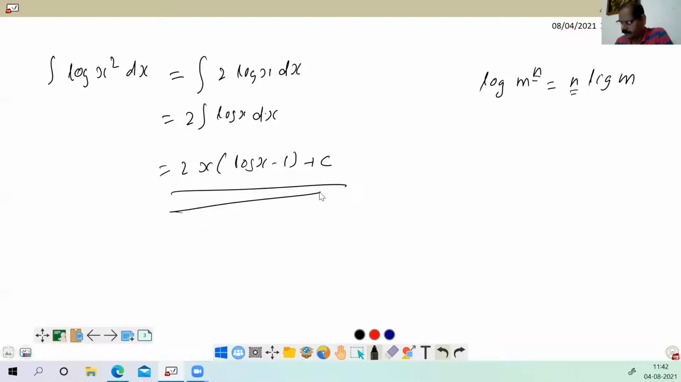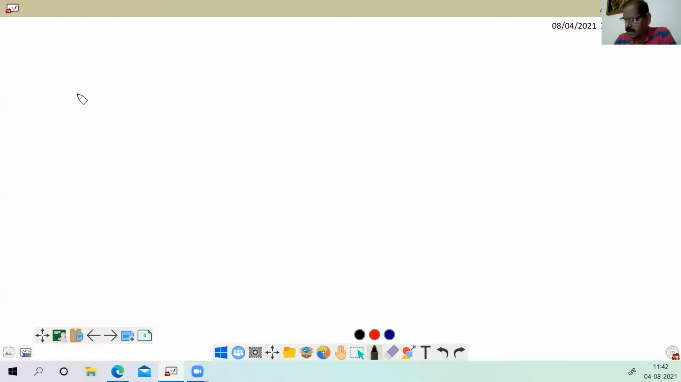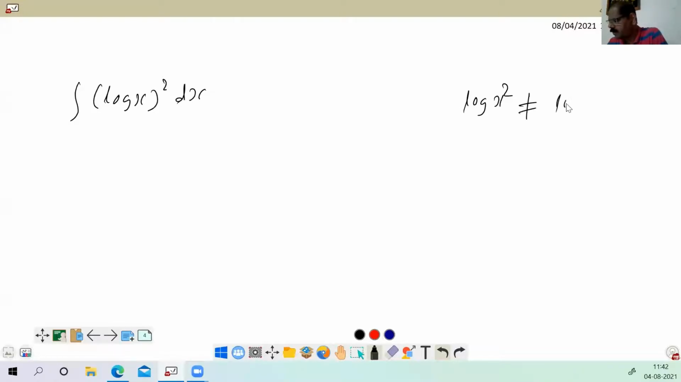Next, integral of (log x) whole square dx. This is different from log of x square. Log of x square is not equal to (log x) whole square. So this is log x into log x, the whole square.